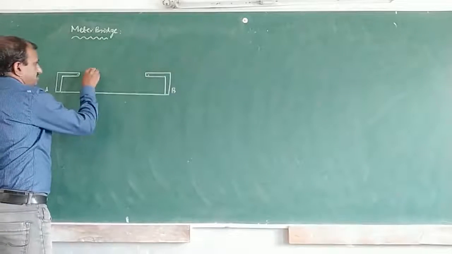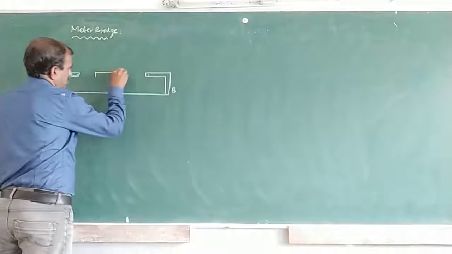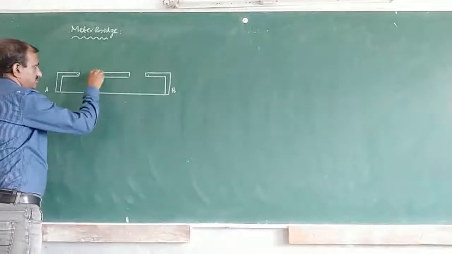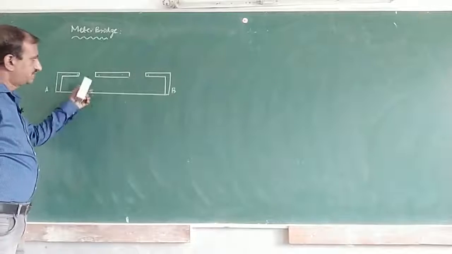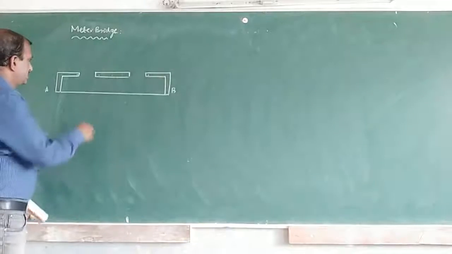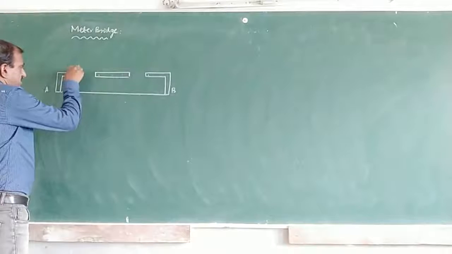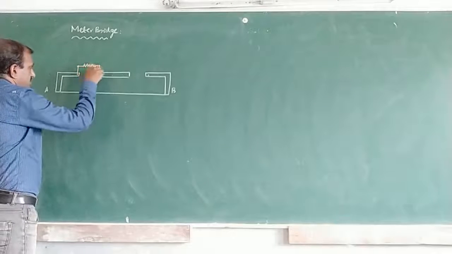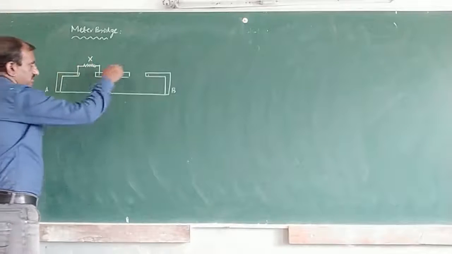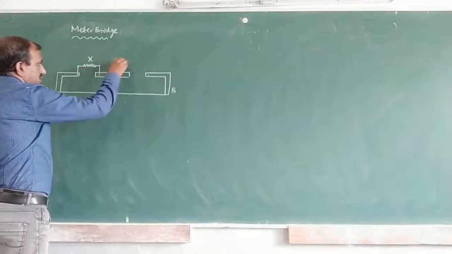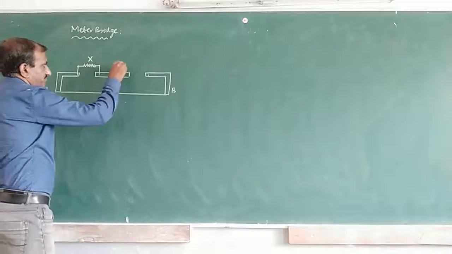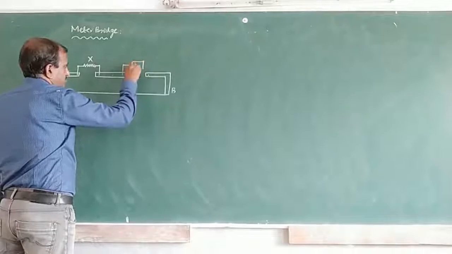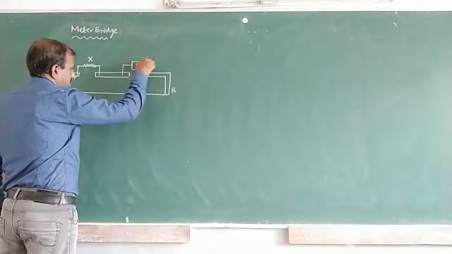A straight metal strip is placed between the two L-shaped metal strips so that two gaps are formed. This is called the left gap and this is called the right gap. At the left gap, a wire whose resistance is to be determined is connected. This is a wire of unknown resistance X. At the right gap of the bridge, a standard resistance box of known resistance is connected.